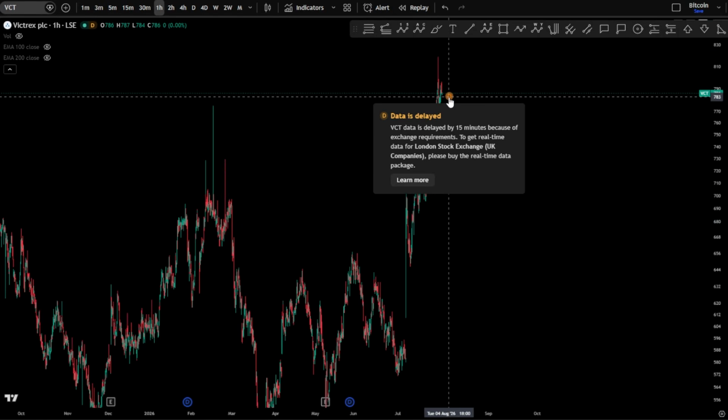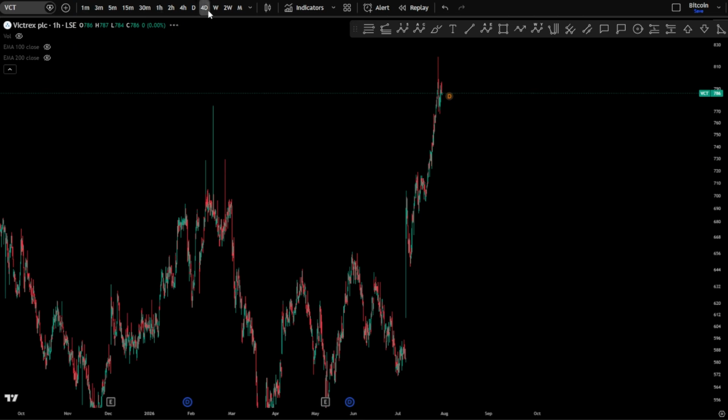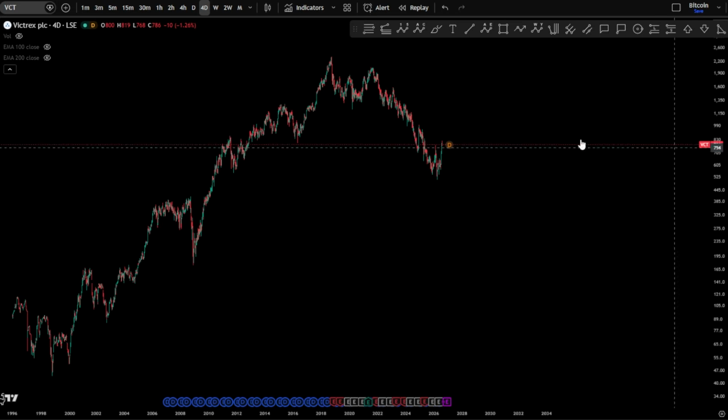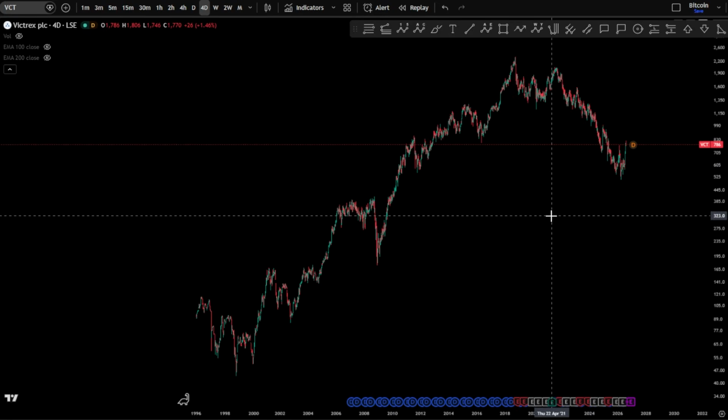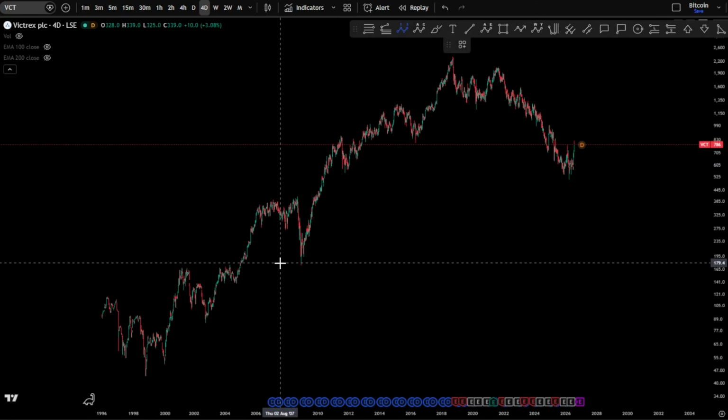What is that? Data is delayed by 15 minutes because of exchange requirement to get real-time data for London Stock Exchange. Please buy the real-time data. No, thank you. I don't know if that is something here, but they say it's delayed 15 minutes. I don't know. That's okay.